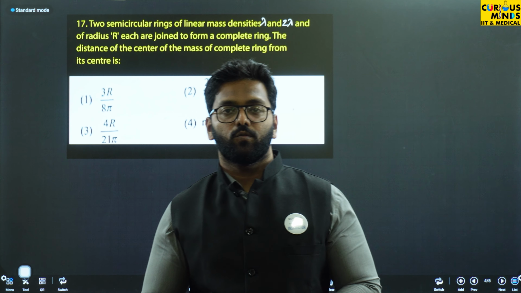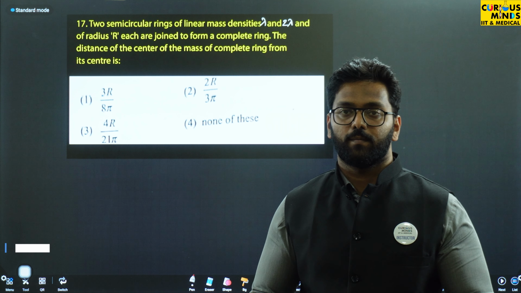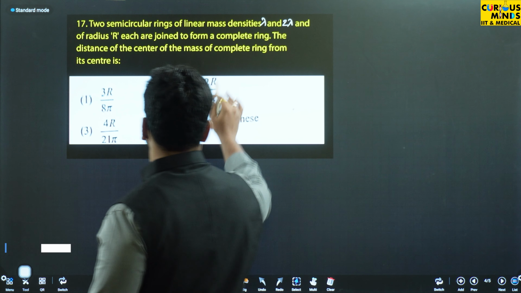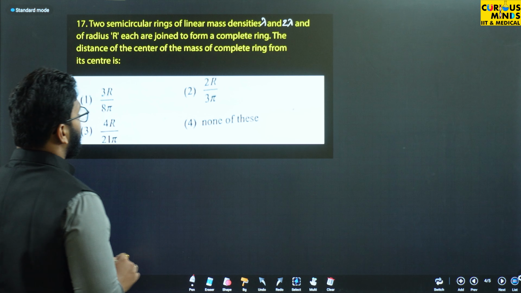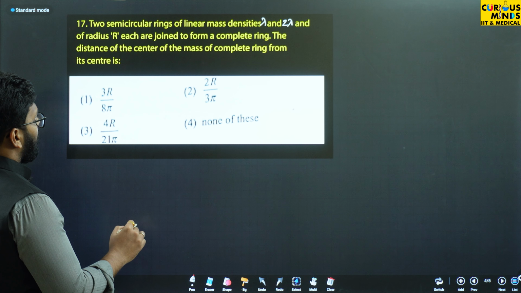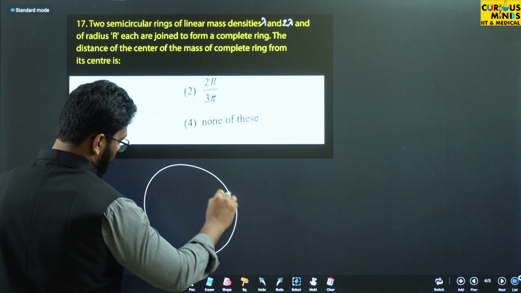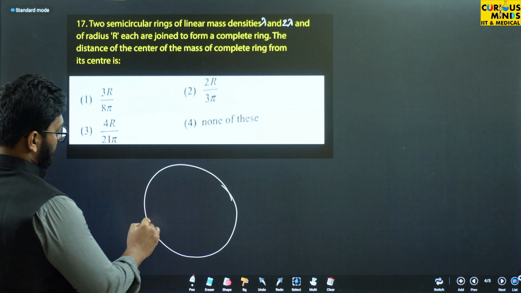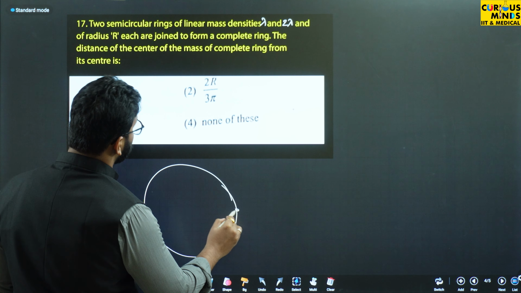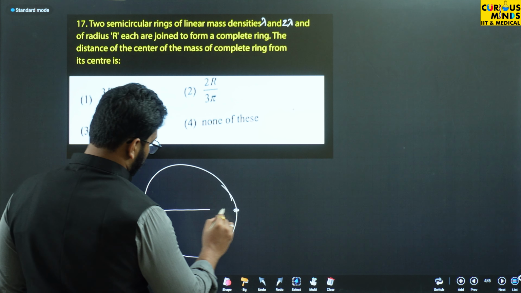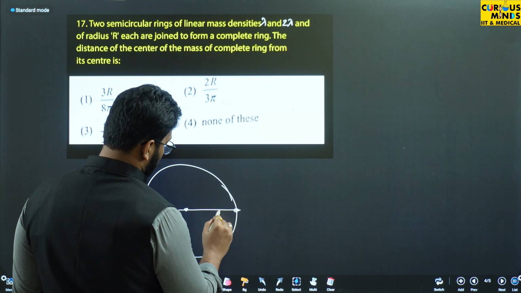In this video, we are going to solve the question on center of mass. So let's look at the question. We have two semicircular rings of linear mass densities lambda and 2 lambda, of radius r each. Basically, we have two semicircular rings which are joined like this to form a complete ring. Both have the same radius. So this is r radius.